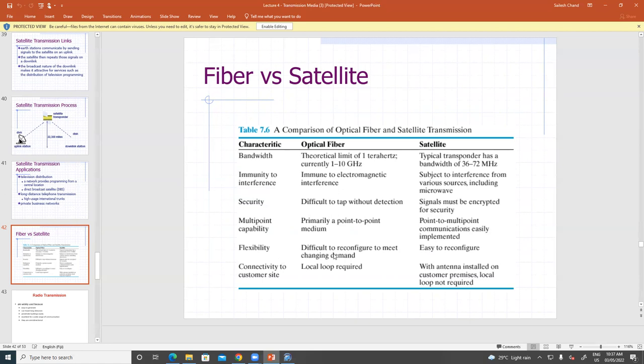Flexibility, it's difficult to reconfigure fiber to meet changing demand. And compared to that, satellite is easy to reconfigure. And connectivity to customer site, there's a local loop required. Local loop is basically a telephone exchange, an exchange office or exchange center. Whereas for satellites, it's with an antenna installed on customer premises, so a local loop is not required.